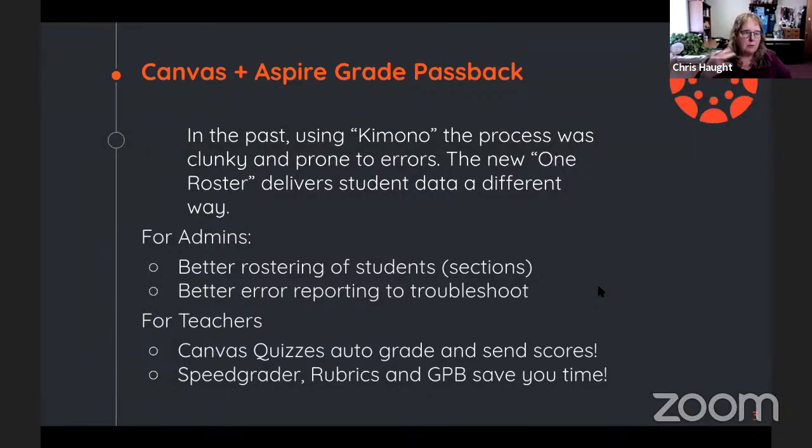In the past, we used what's called Kimono. That was the integration between Canvas and Aspire. It was kind of clunky and prone to some errors. We spent a lot of time working on it. The new one, what we call OneRoster, delivers the student data in a different way. I'll spare you all the technical details because it's way above my pay grade as well.